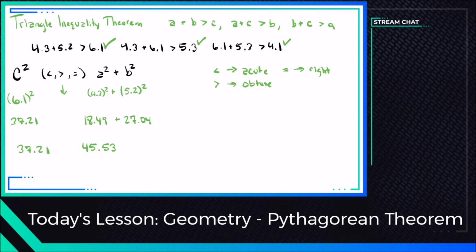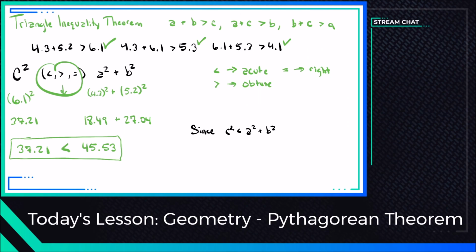The big thing is, what symbol out of those three translates down there? Well, obviously 37.21 is going to be less than 45.53. And because we're working with less than, since c squared is less than a squared plus b squared, then the triangle is acute.